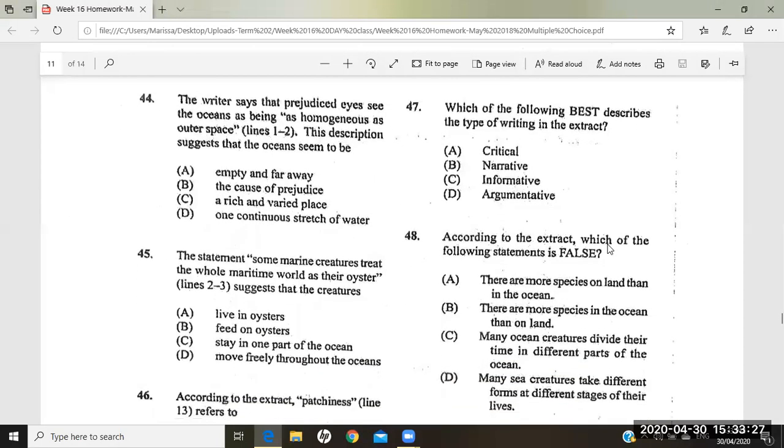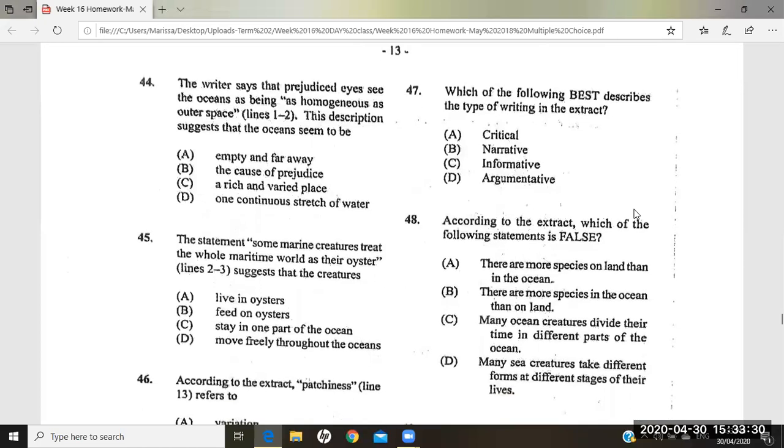47. Shane, 47. It says, which of the following best describes the type of writing in the extract? So if you had to classify the type of writing, Shane, what would you classify the writing as being? It's not B, narrative. Mrs. D, it is the argumentative, because he's arguing about the ocean and he's saying that people assume too much about it, and he's actually providing evidence about the ocean for us not to be biased and prejudiced.